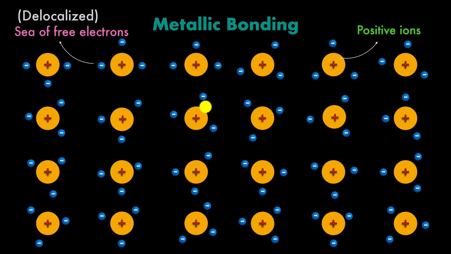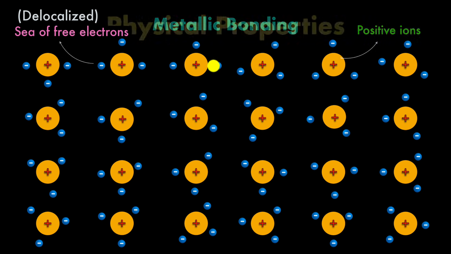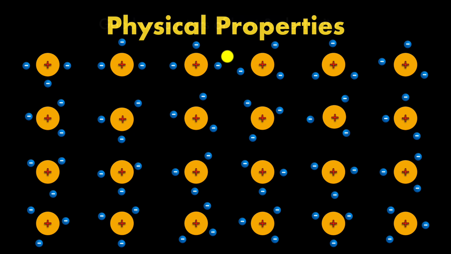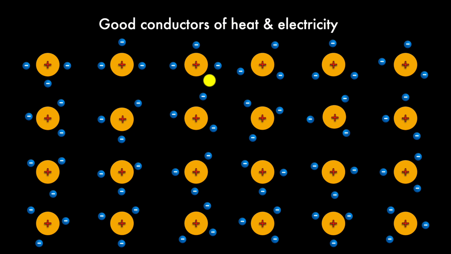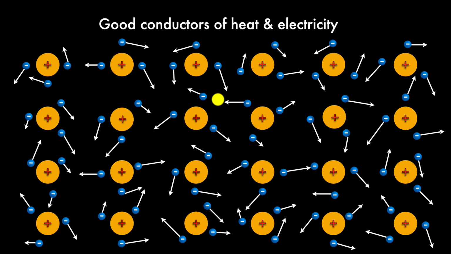Okay, now let's see if this model can help us explain some of its physical properties. Let's start with heat and electricity conductivity. We know metals are good conductors of heat and electricity. Why? Well, because these electrons are free to move. That means when we attach a metal to a battery, for example, the battery can put a force on these electrons, and these electrons can easily move. When the electrons are moving, charge is moving, conducting electricity. So they are good conductors of electricity.